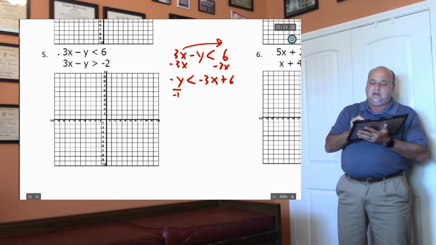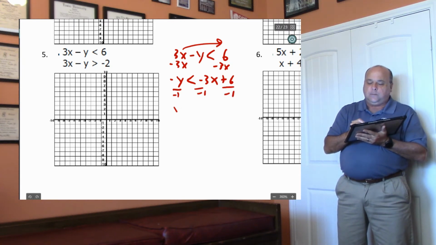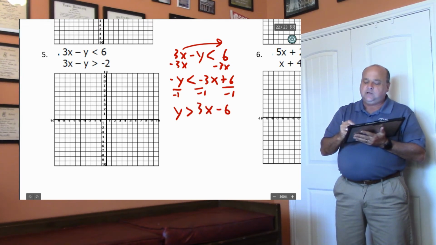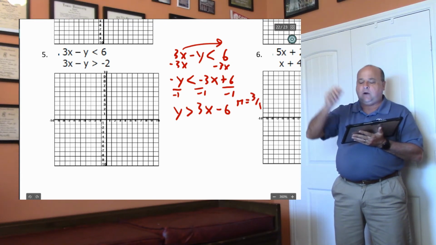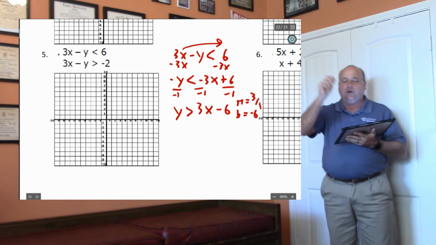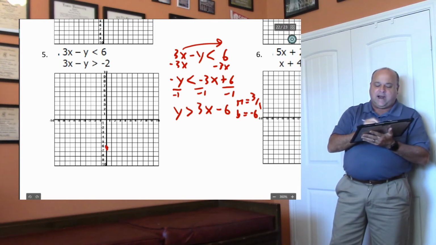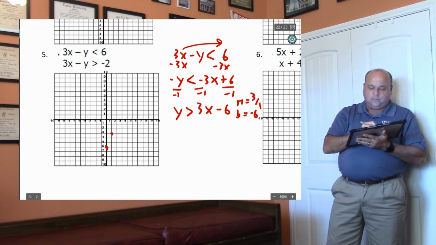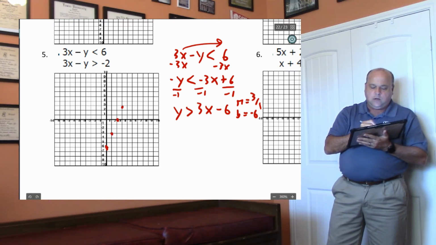Now then I need to divide by negative 1. So I'm going to flip the inequality to greater than, and y is greater than 3 over 1x, or 3x minus 6. So my slope is 3 over 1, which means I'm going to go up 3, right 1, and my y-intercept's negative 6. So I'm going to put a dot at negative 6 on the y-axis, and from that dot, up 3, right 1. So up 3, right 1, up 3, right 1.